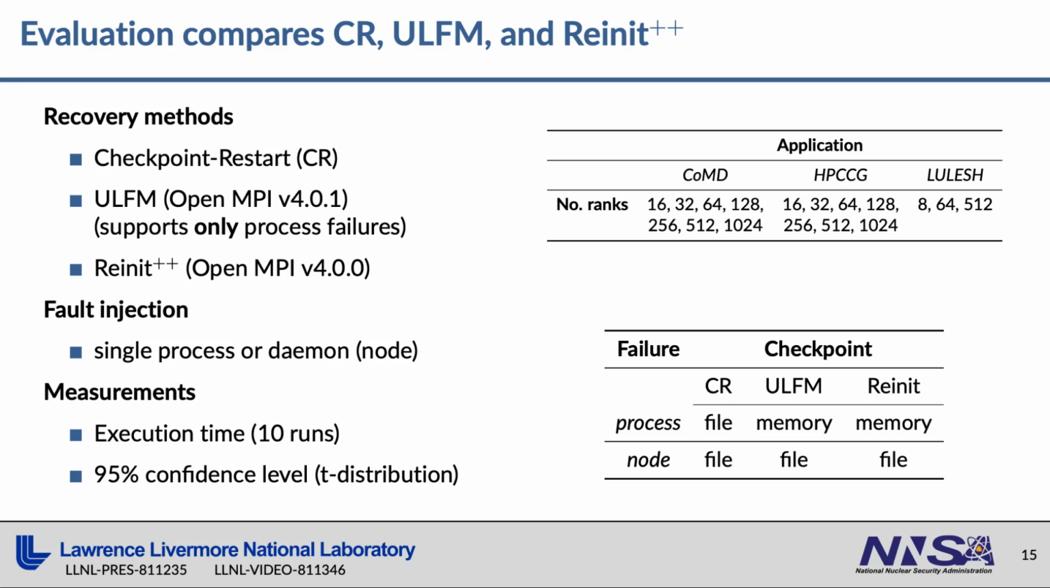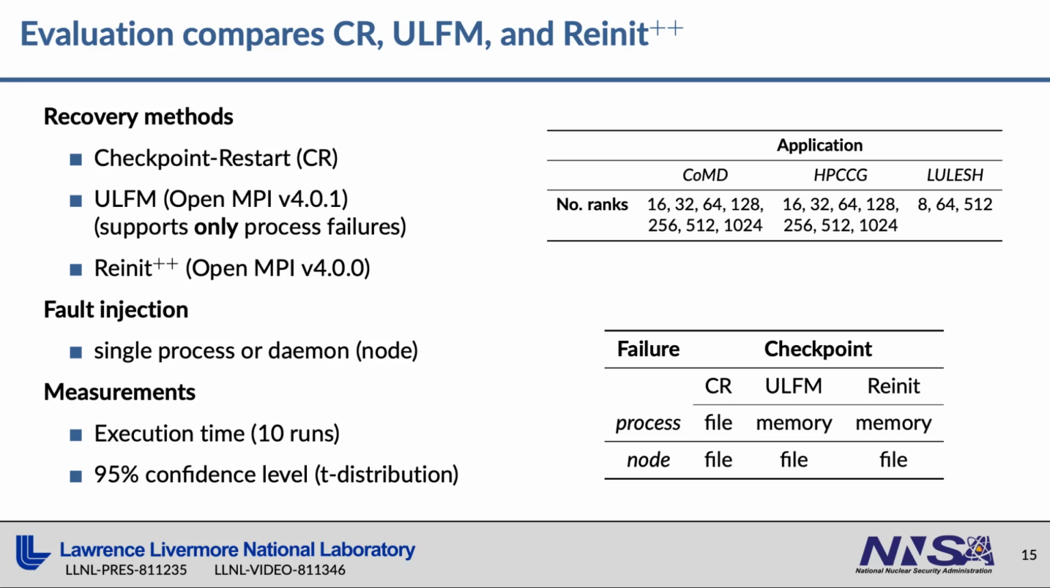For checkpointing, we have 2 strategies. One is file checkpoints, which means that checkpoints are stored and loaded in persistent storage, and in particular in the parallel file system accessible by all nodes. And we also implement in-memory checkpoints, where checkpoints are stored and loaded in the process memory and also to a buddy process memory region.